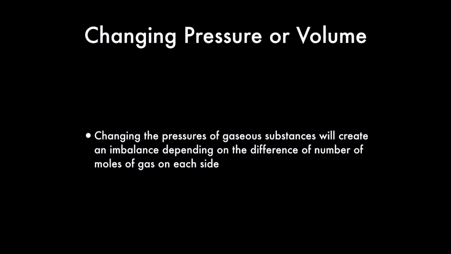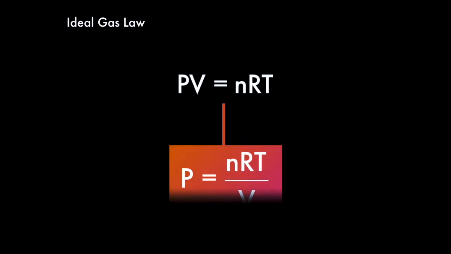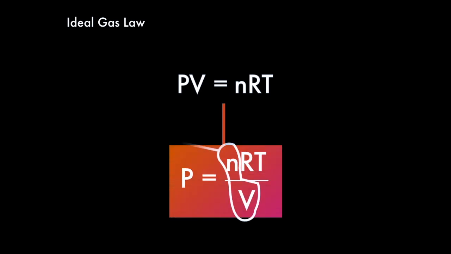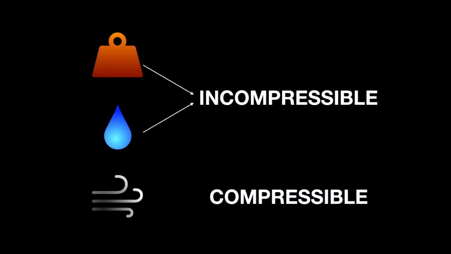Now we move on to changing the volume or pressure for gaseous reactions. Here we can look at our old friend, the ideal gas law. Notice that you can get the partial pressure of a gas by isolating P, and then you get nRT over V, and n over V here, as you may have noticed, is just moles per unit volume, or concentration. Solids or liquids are only very slightly compressible, so they are not affected by changes in pressure.